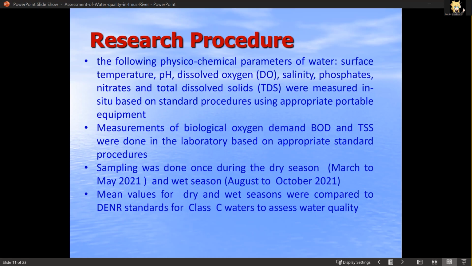Sampling was done once during the dry season, which covers March to May, and once during the wet season, from August to October of 2021. The mean values for both the dry and wet seasons were compared to DENR standards. DENR is the Department of Environment and Natural Resources. Since the river is classified as Class C, we assessed whether the river is still in Class C.